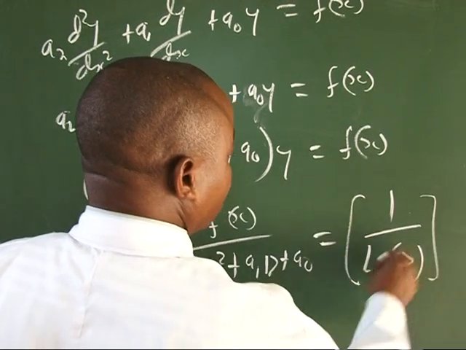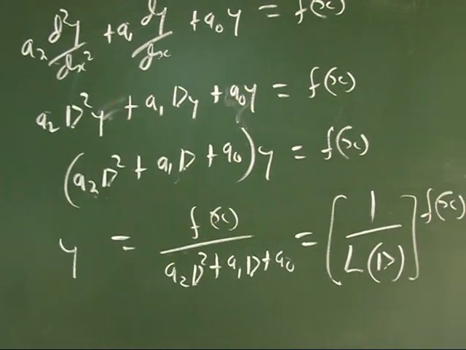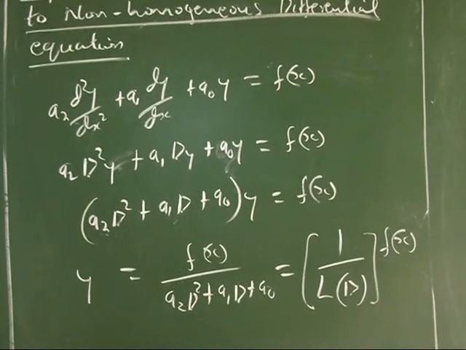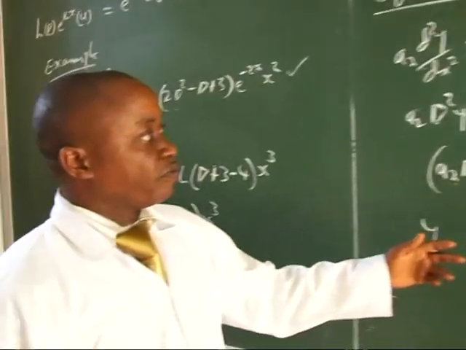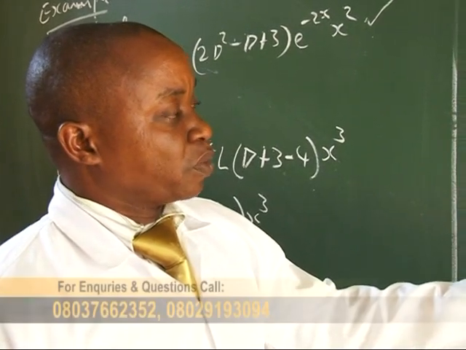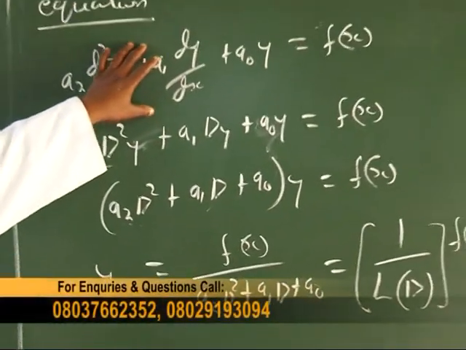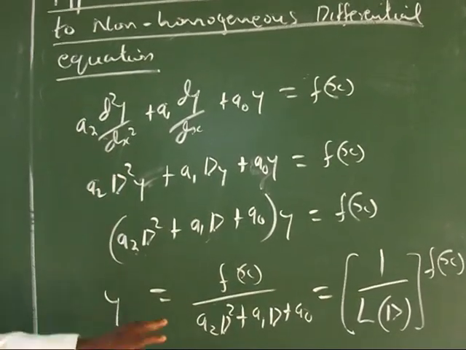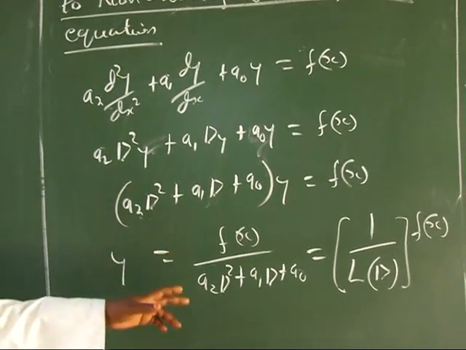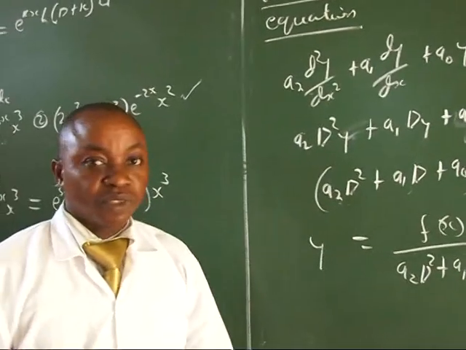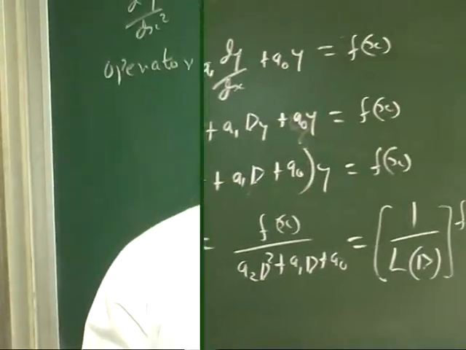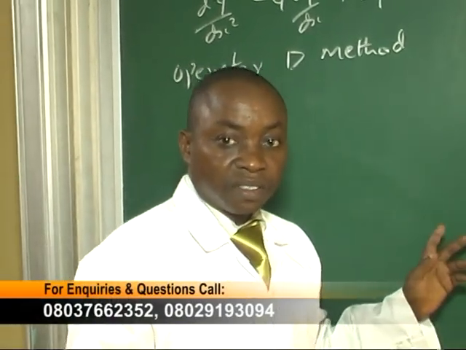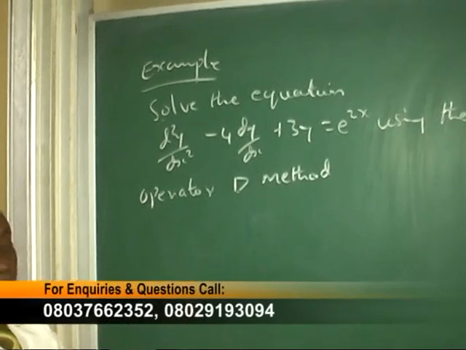Then I have f of x, still the same. So L of d is this one. Now with this we can solve non-homogeneous equations. Remember, the left hand side is solved in the usual pattern of the homogeneous equation. Now let's take an example and see how we can apply operator D to solve a non-homogeneous linear equation.